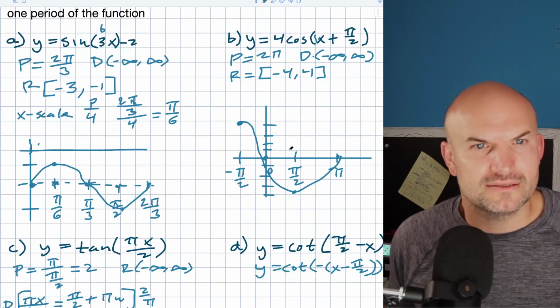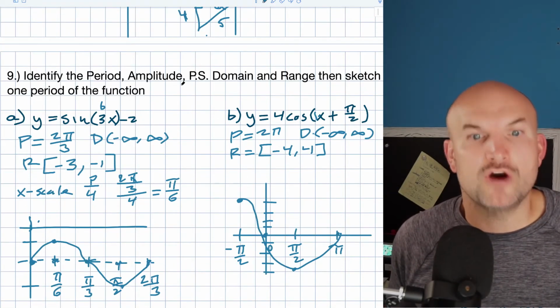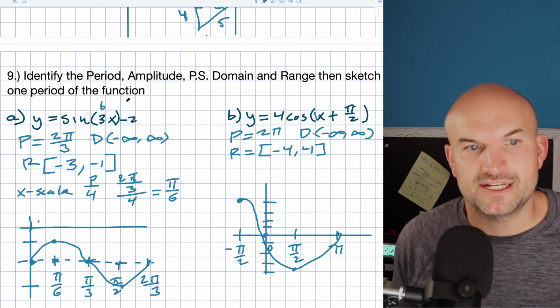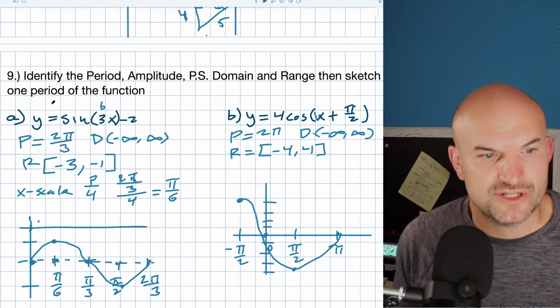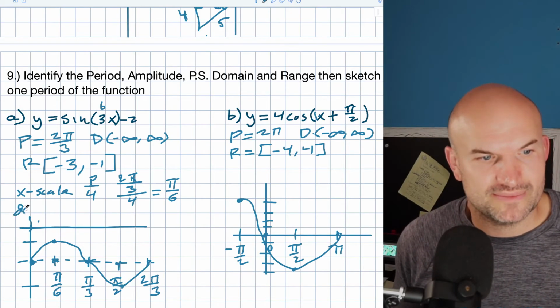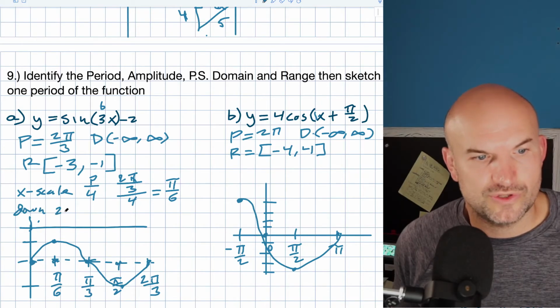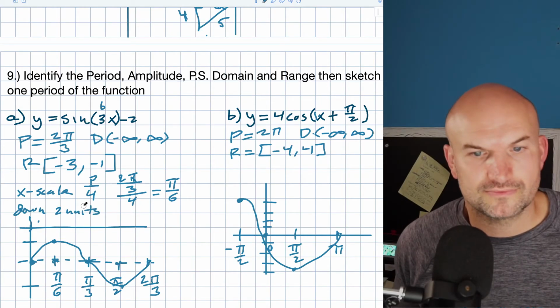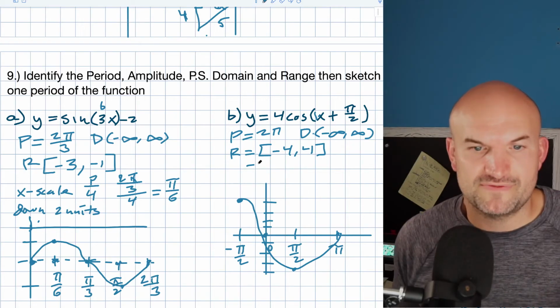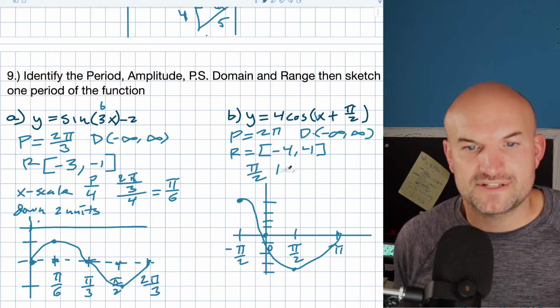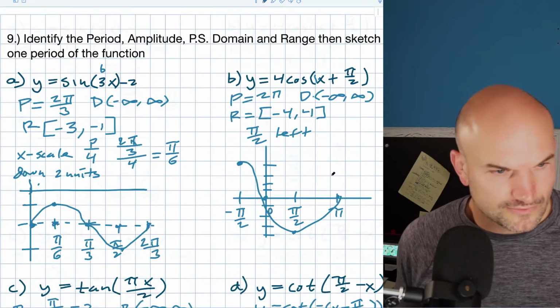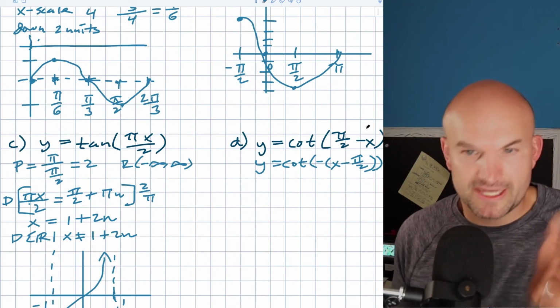Did it say phase shift then sketch? Oh, phase shift and domain. Sorry, I did forget to add in, this is going to be down 2 units. Here is going to be a phase shift pi halves left. Here there's no phase shift; here we have a phase shift.